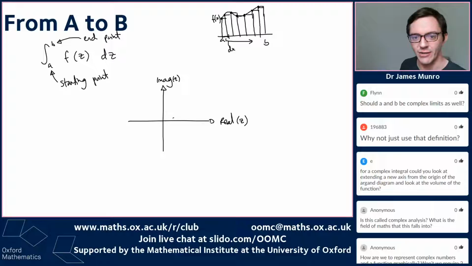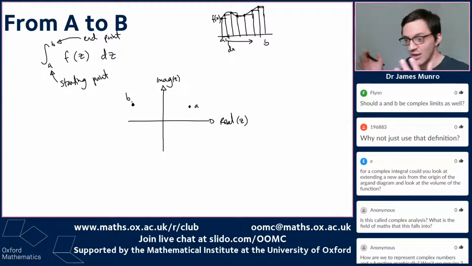This is my Argand diagram. Where are A and B? Well, before, A and B were just points on the real line, but now A and B could be points in this Argand diagram of inputs. And then to do our integral, we need to go from A to B and add up along the way, add up contributions from what the value of the function is along the way.